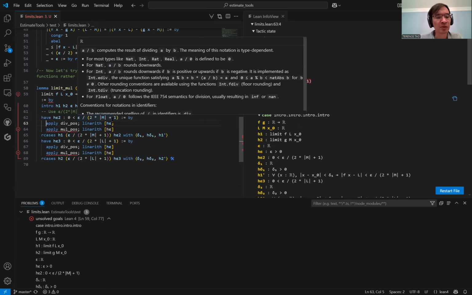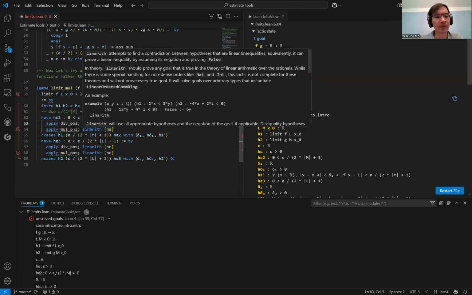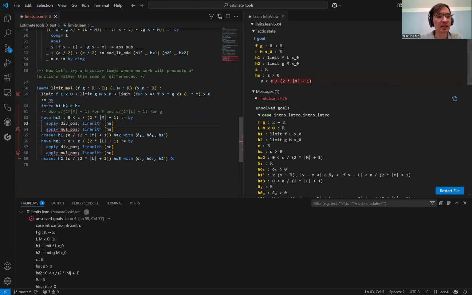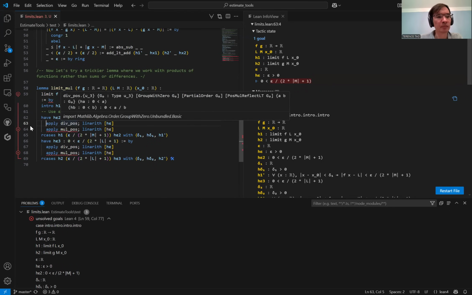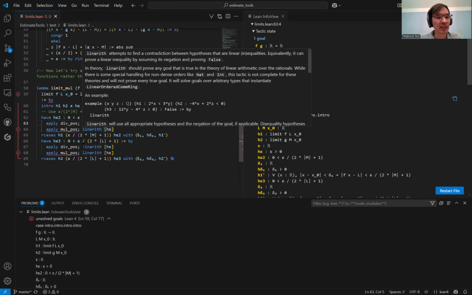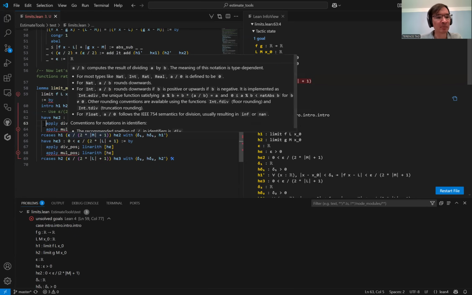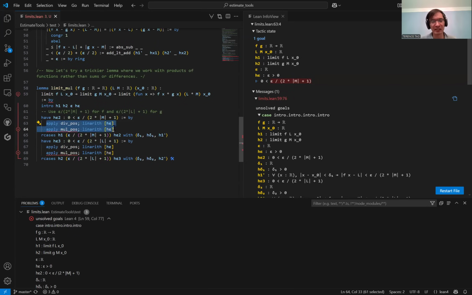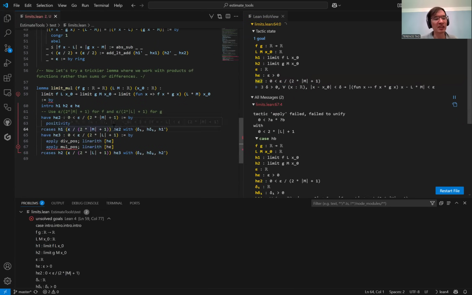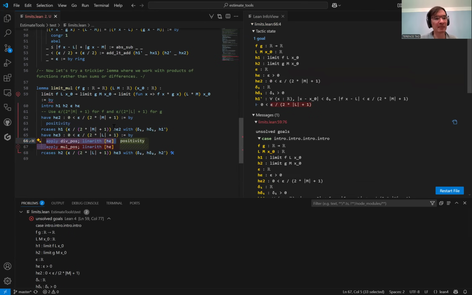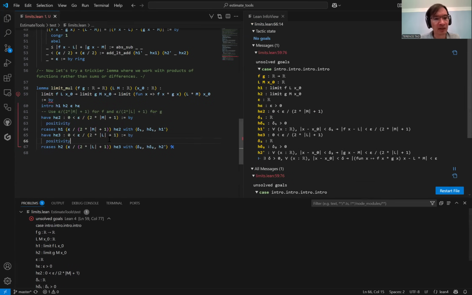Okay, so it wants to first do some positivity. They need this thing to be positive. Now, there are all these atomic lemmas, for example div_pos is the lemma that if a is positive and b is positive, then a divided by b is also positive. Copilot is trying to use all these little lemmas, but actually there is a general purpose tactic for positivity, which applies all of these at the same time. So I think I'll just do that instead.